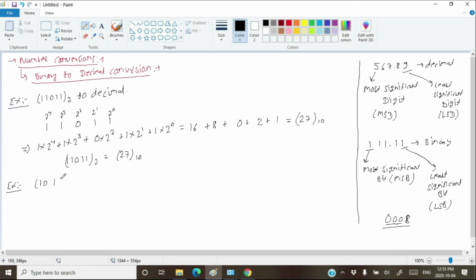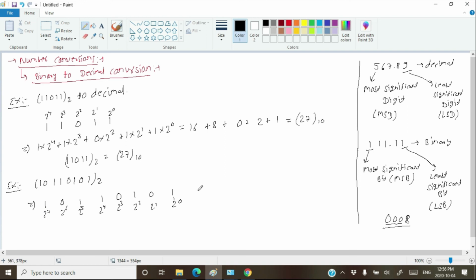10110101. Suppose that if I write here 10, then you should treat this number in decimal. But since I am writing here 2, you should treat this number in binary. So how you will convert this number to decimal is provide them various weights: 1 0 1 1 0 1 0 1. Provide them weights like 2 to the power 0, 2 to the power 1, 2 to the power 2, 2 to the power 3, 2 to the power 4, 2 to the power 5, 2 to the power 6 and 2 to the power 7.